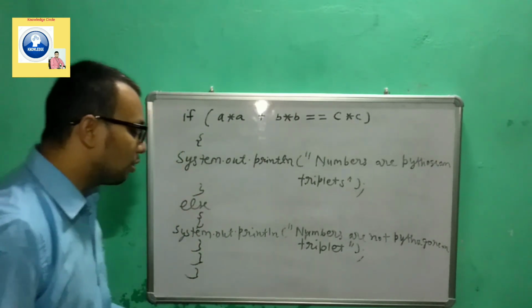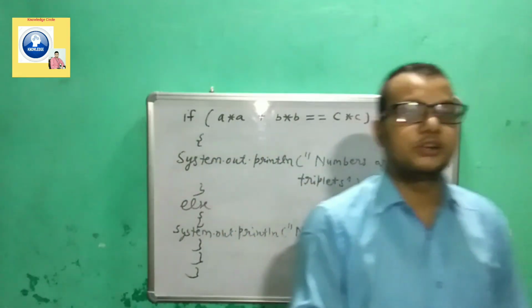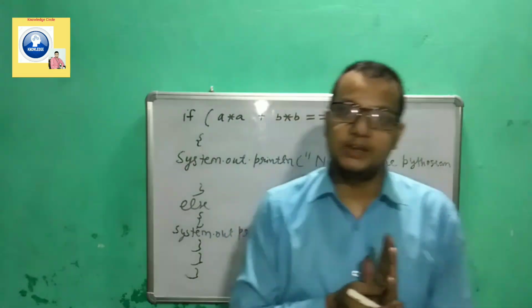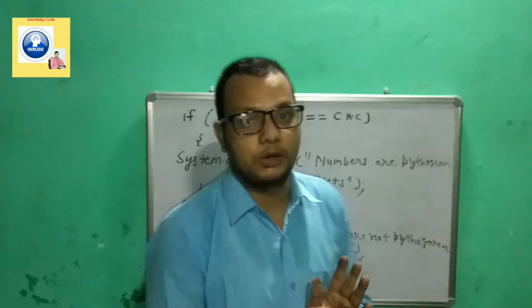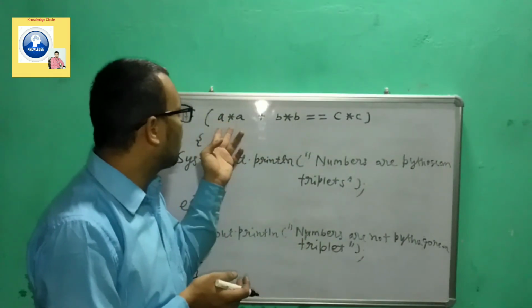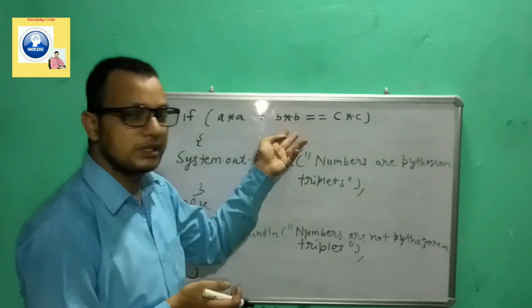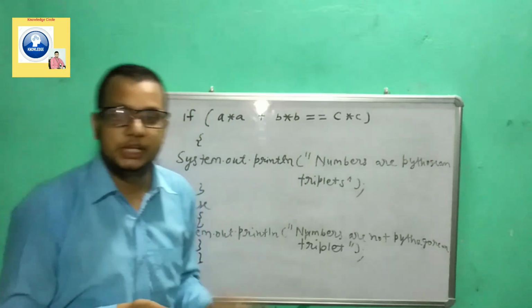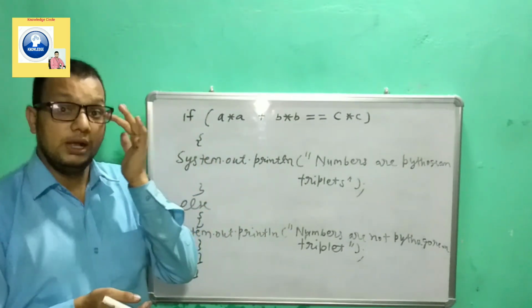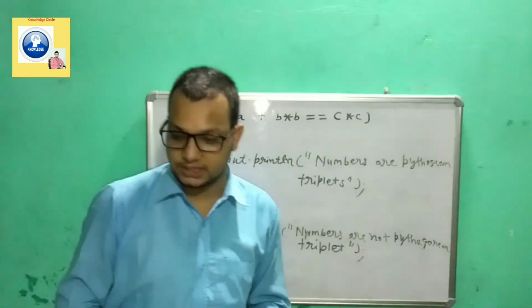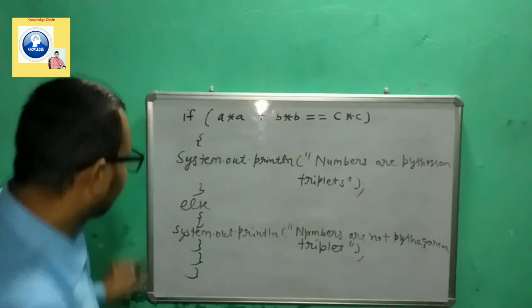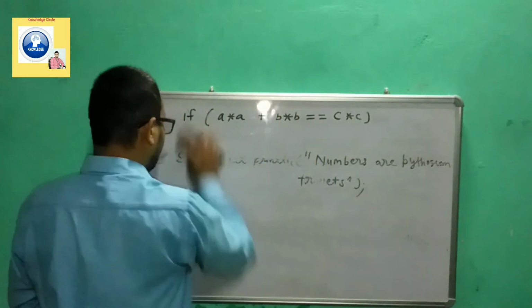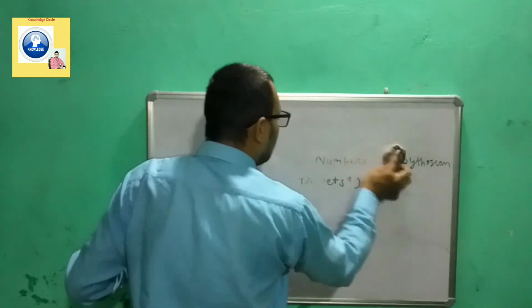So this was the program to check a Pythagorean triplet. We have to take three inputs and check whether they are Pythagorean triplet or not. How to check? The square of the first number plus the square of the second number, if it is equal to the square of the third number, then the answer is correct. So let's see the output and check it also.